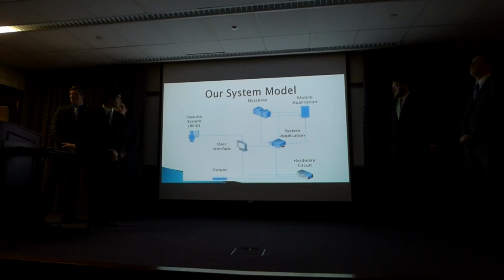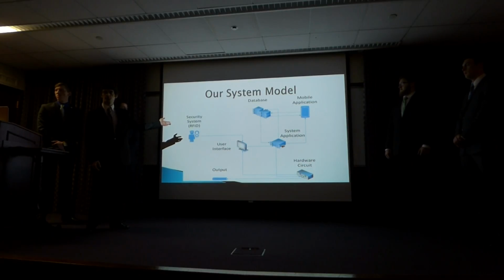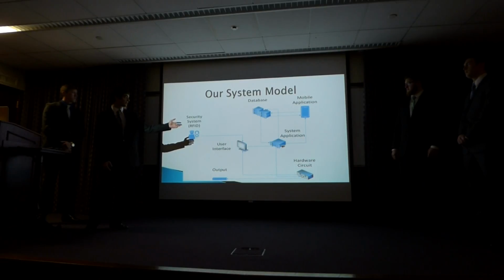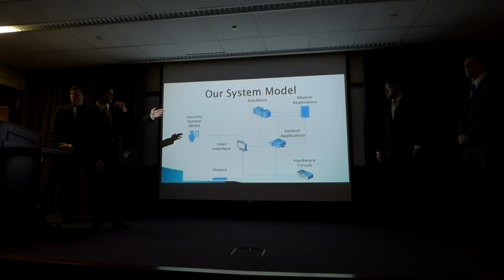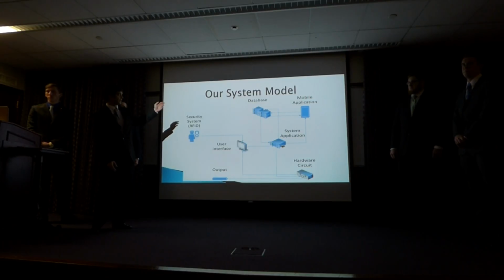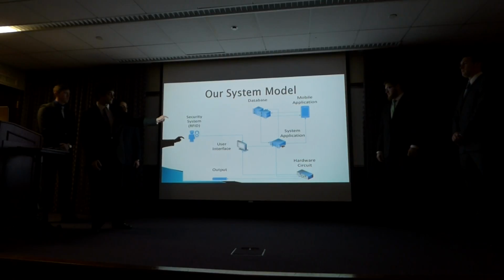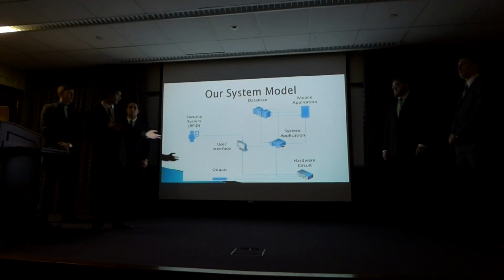So this is our system model. Once a customer is allowed through the security system, they can access the user interface where they can choose their drink. This information is sent to the system application, where information is sent to the database and in certain circumstances the mobile application. Information about the drink is sent back from the database to the system application, where that information is sent to a hardware circuit to control the right valves in order to make the correct drink for the output.